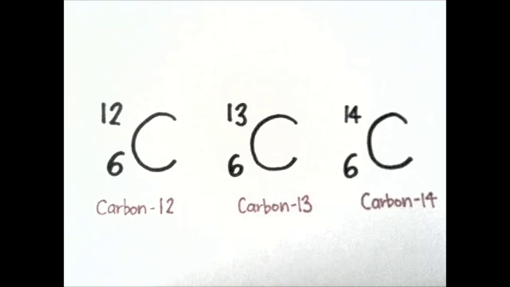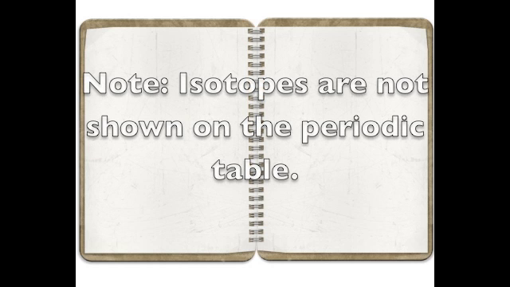You cannot change the atomic number because each element has a specific atomic number. In this case, if you change the atomic number to 7, it is no longer carbon, but becomes nitrogen. Note that isotopes are not shown on the periodic table.